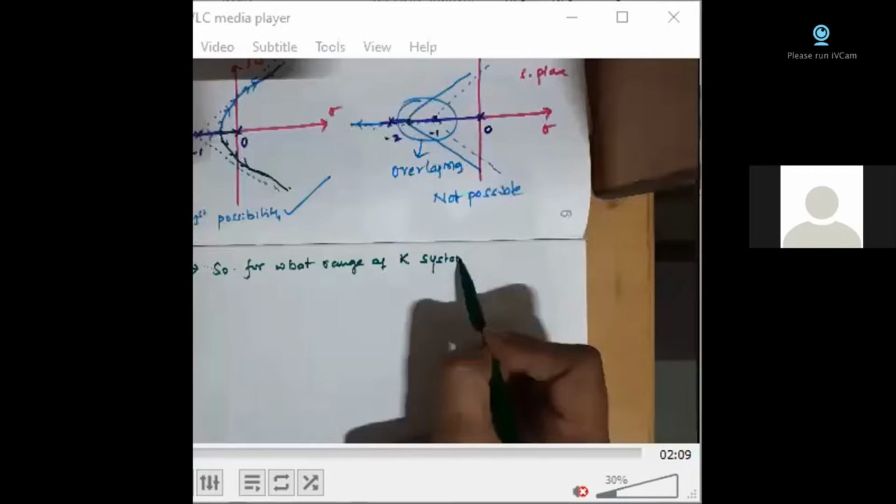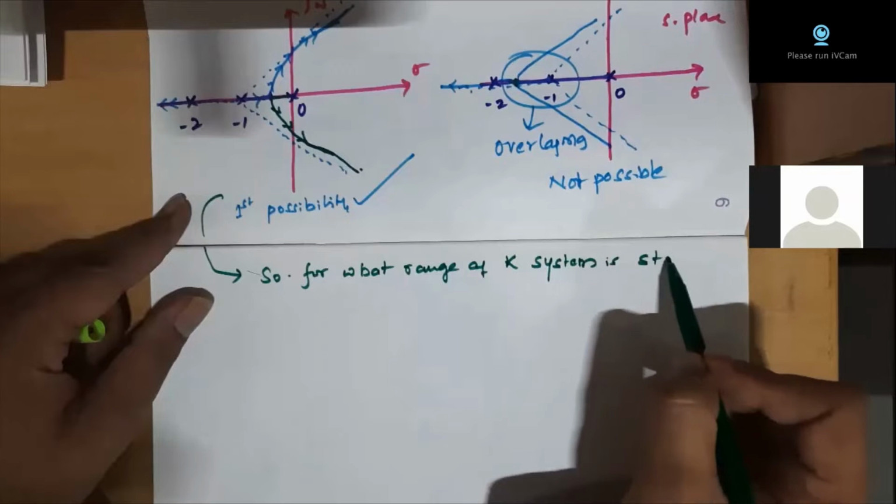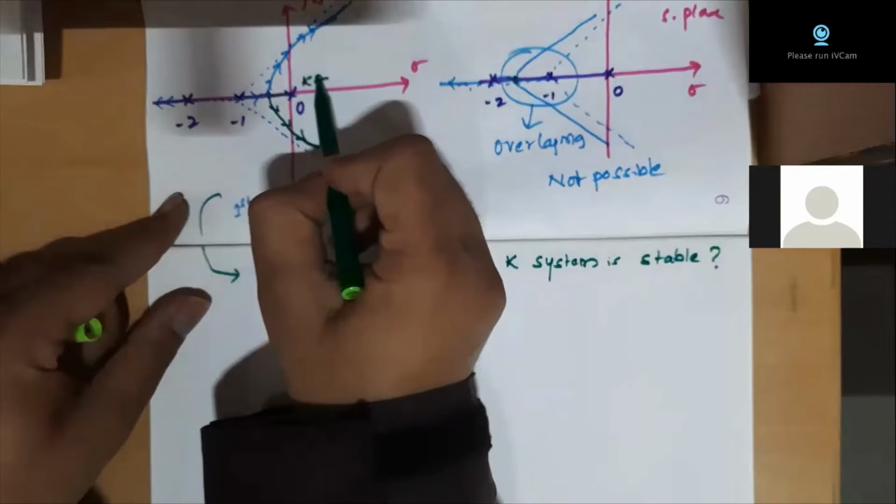So without wasting the time, we'll proceed with yesterday's numerical. We had drawn the root locus for this numerical, and I will make a quick revision once we finish this numerical. So the next question was, what is the stability of the system, or what is the range of k for which the system is stable?